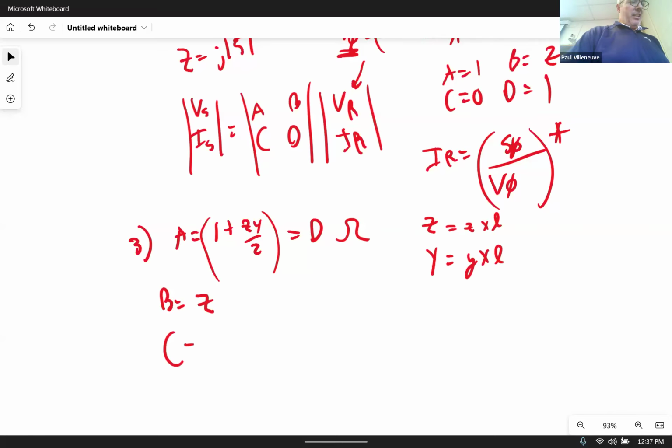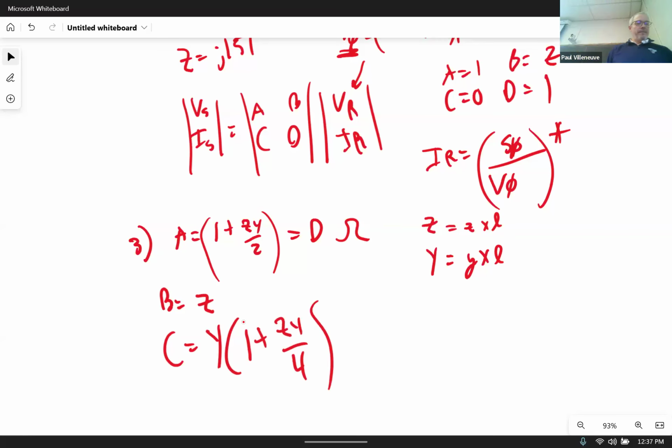And then C is equal to Y times 1 plus ZY over 4. What's that? Y times A, or Y times A, yep. Oh, no, not Y times A, because A is only 1 plus ZY over 2, right? Oh, yeah.